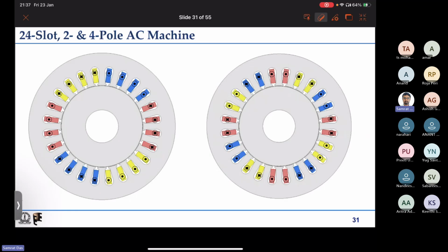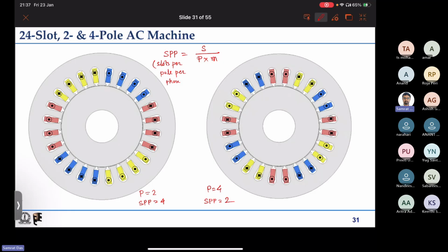So the important thing I'll note down: slots per pole per phase. This is nothing but slots per pole per phase, right? For this case, if p equal to 2, then we had the slots per pole per phase number to be 4. But if p equal to 4, then we have this slots per pole per phase number to be 2.